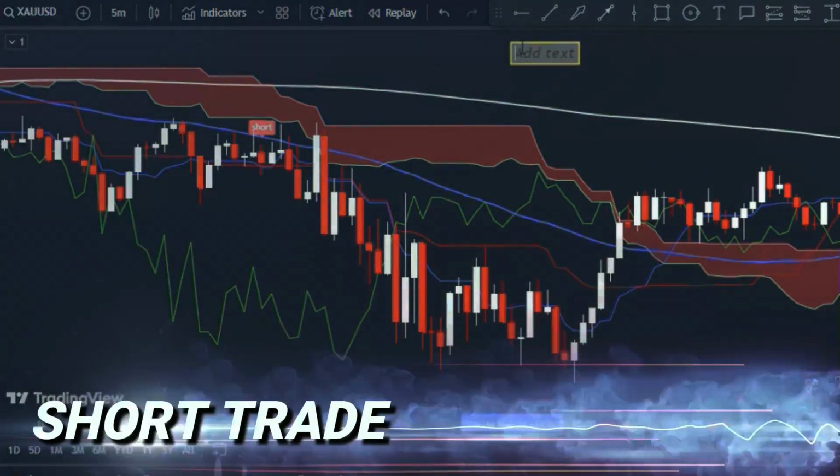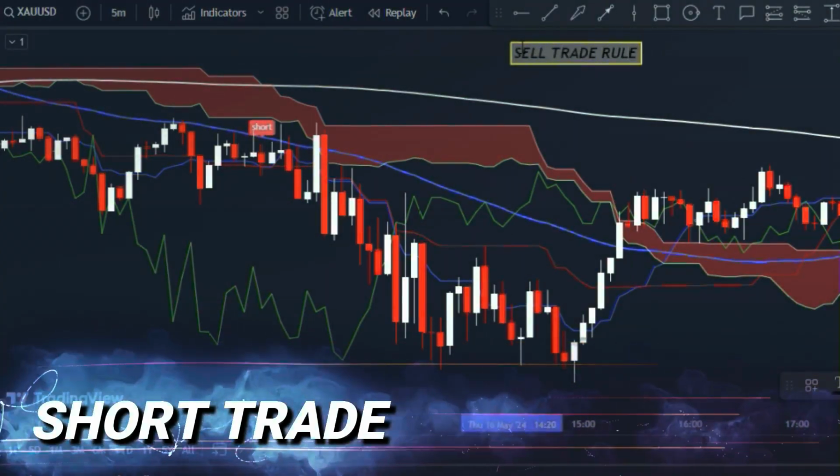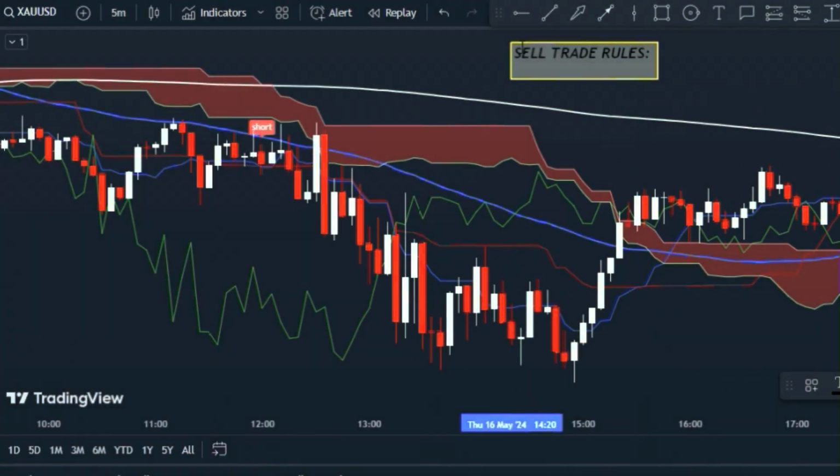And here's a roadmap for a successful short trade. First, confirm that the trend is heading down. You'll see the SMA 50 line below the SMA 200 and the price hanging out below all the moving averages.